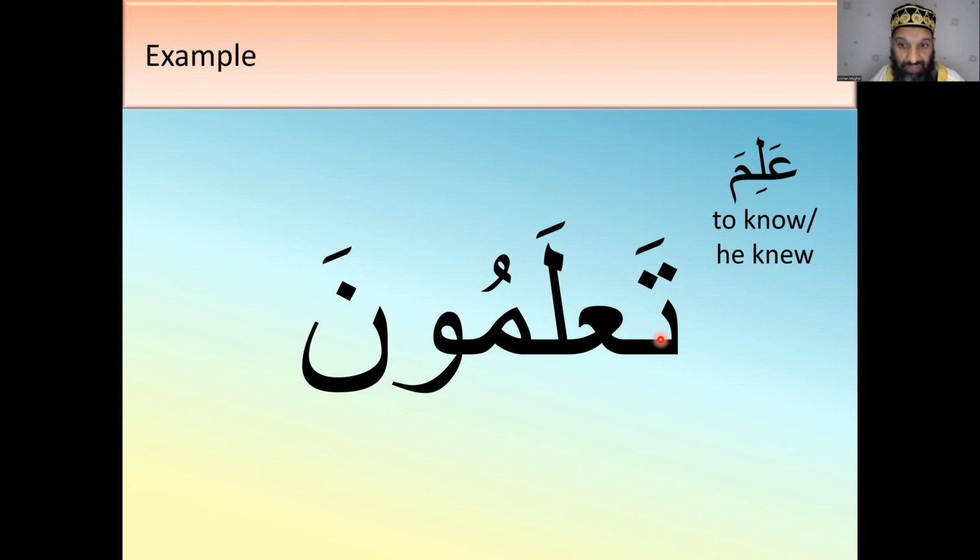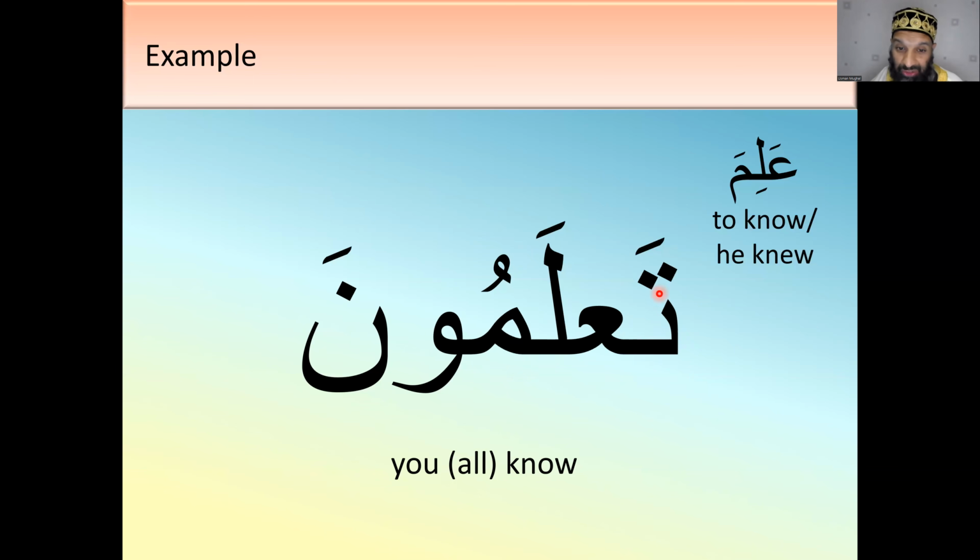The ta signifies you, second person. Una signifies plural. So you all do whatever this verb means. In this case, alima means to know, so you all know. If I put ja'ala in here, taj'aluna, you just got to know what ja'ala means. Ja'ala means to make. So you all make. Takfuruna, you all disbelieve. And tazlimuna, you all do dhulm. So it's like that.